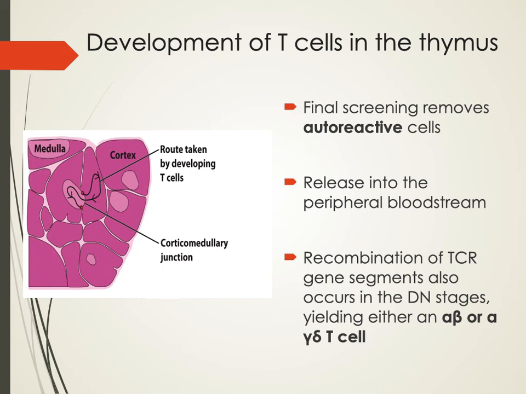And so this is where that recombination of the T cell receptor through gene segments is really important. And this is happening during the double negative stage, so that we can get either the combination where we have alpha beta or gamma delta T cell receptor arrangements.